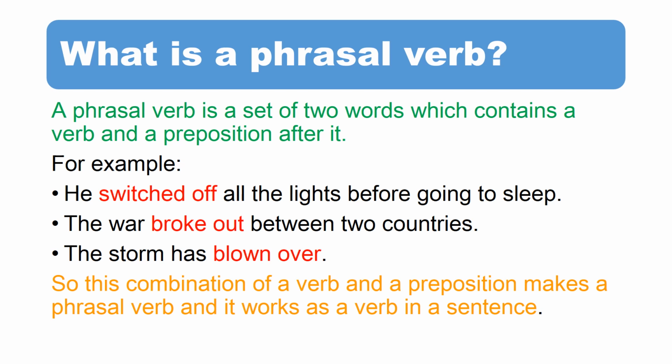The storm has blown over. Blown over means eased down. So, this combination of a verb and a preposition makes a phrasal verb and it works as a verb in a sentence. The words in red color are verbs actually. Though they are called phrasal verbs, they work as a verb in a sentence.